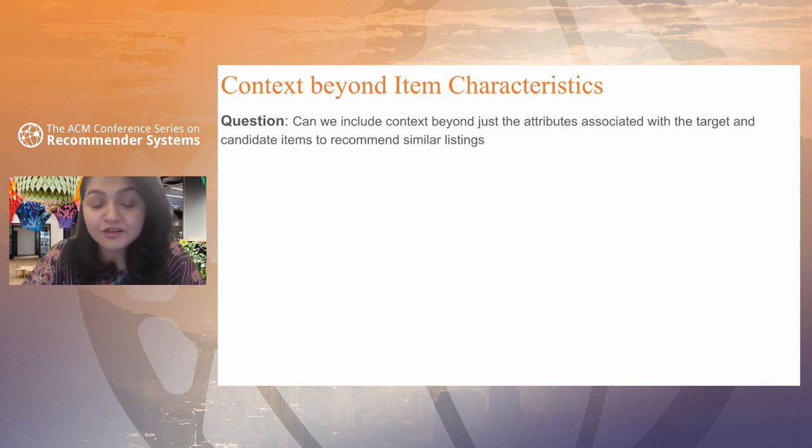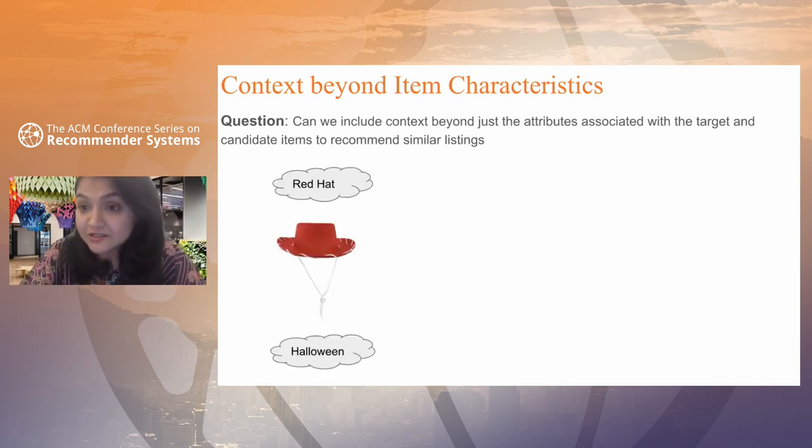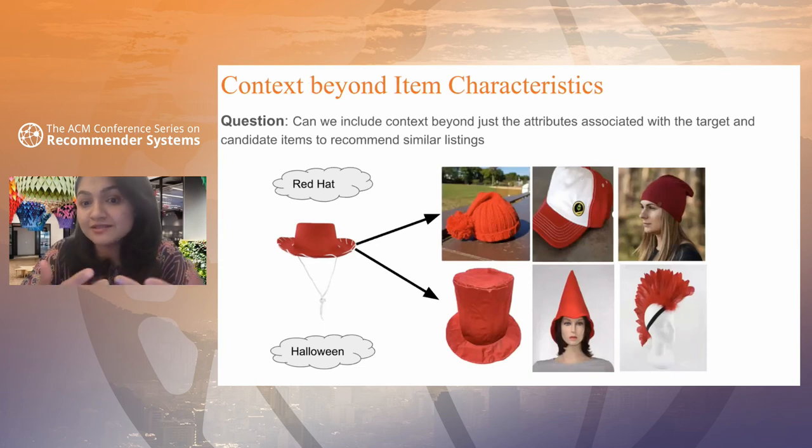For example, given this red hat, say it's Halloween time, which is actually coming up. The question we try to answer is, of course, very simplistically, whether we should show the top three red hats, which are generic red hats, or should we show red hats that are more Halloween specific? And if it's more relevant to show red hats that are more Halloween specific, how do we do that? And how do we do that at scale? That's the question we try to answer with this project.